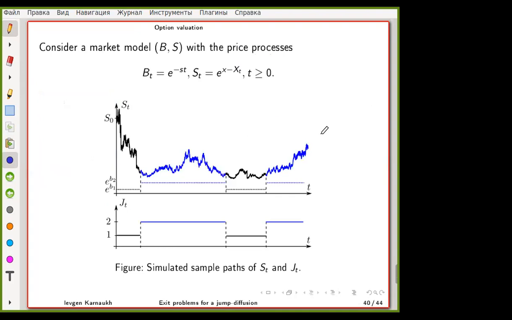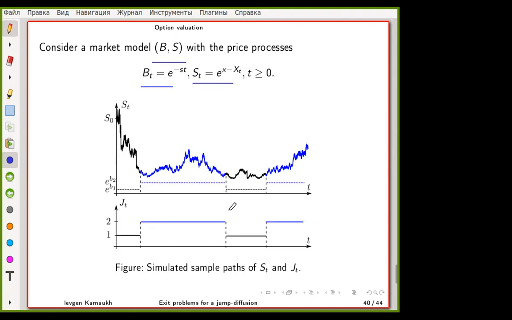There is such a problem in financial mathematics. Our functionals have some interpretation in financial mathematics. Assume that we have a market model, the so-called BS market model, where B is the price of the riskless asset and S is the price of a risky asset. Here is a picture of the trajectory of our price S, and here our environment.